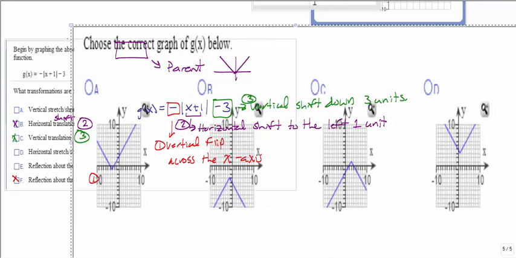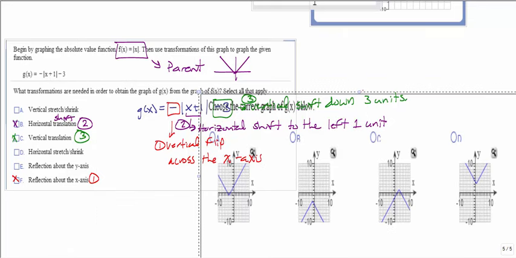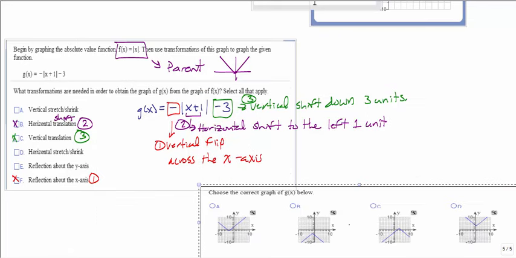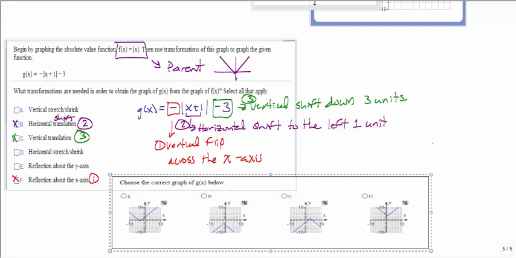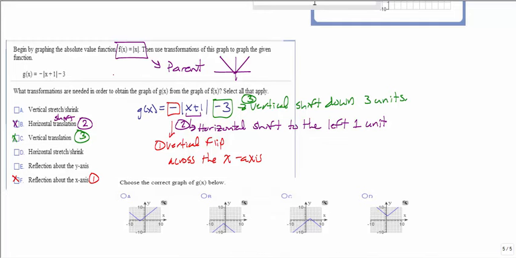I don't know if this will fit on here or not. I'm kind of running out of a page. These aren't too bad. Okay, so we're starting with the parent graph. And remember, we have to do the flip first. So our parent graph is opening up. After we do this reflection first, I should be opening down. So right away I can throw out this graph because it's opening up, and I can throw out this graph because it's opening up. So both of these have that vertical flip.